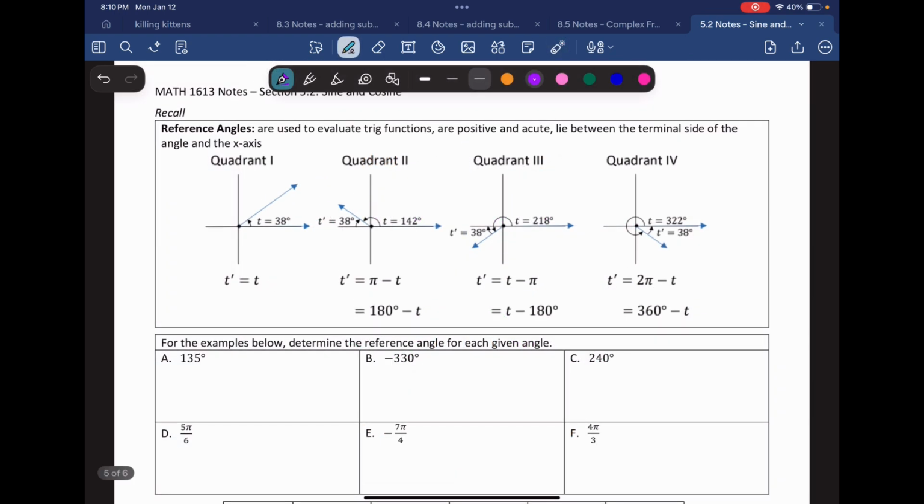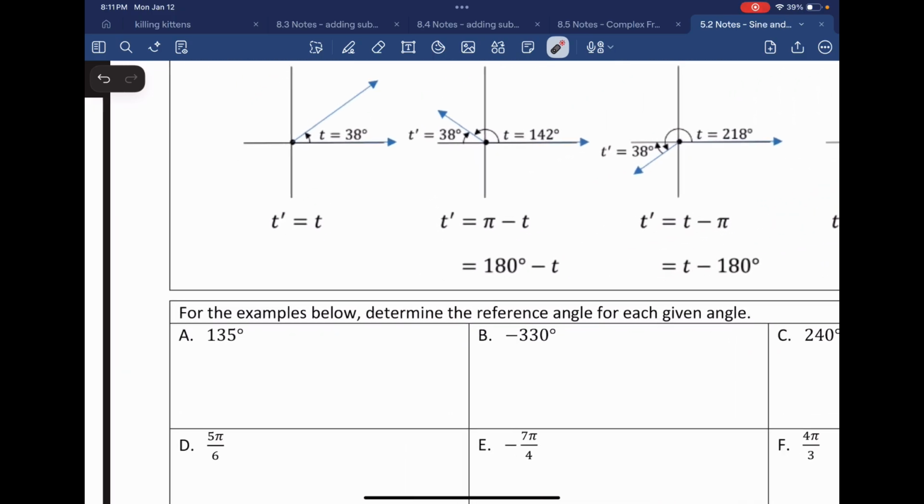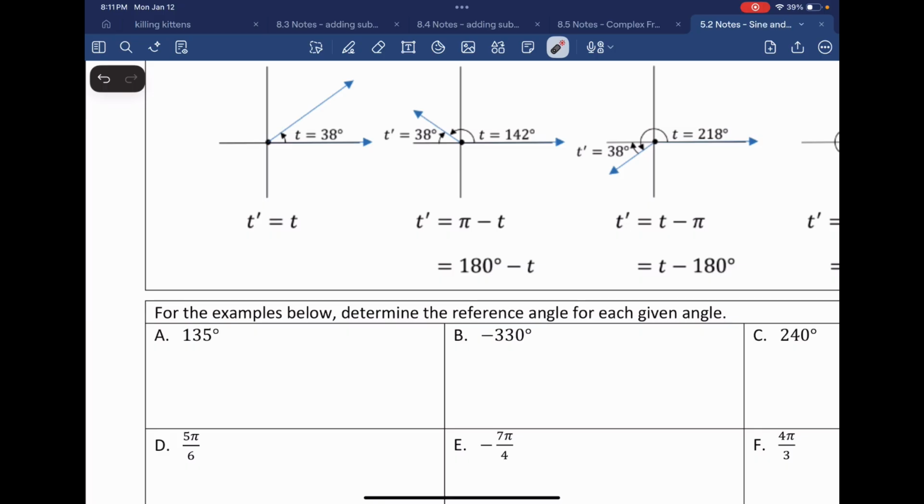Just a reminder, we're going to use our reference angle to help with this, especially if you don't have the unit circle in front of you. Quadrant 1, your reference angle is the angle. Quadrant 2, 180 minus your angle. Quadrant 3 is your angle minus 180. And quadrant 4, 360 minus your angle. We use that to figure out your special angle.